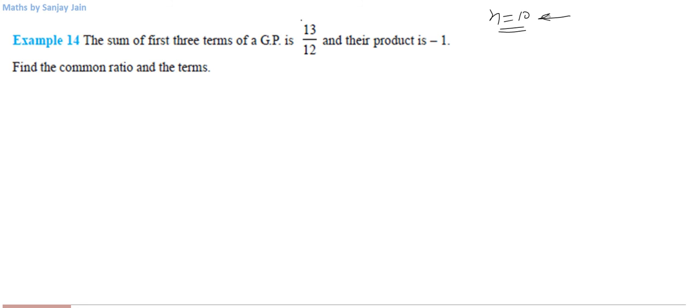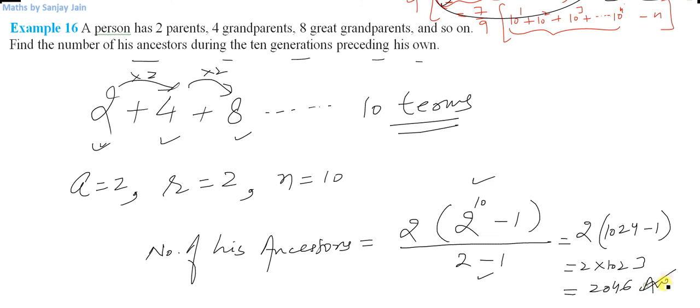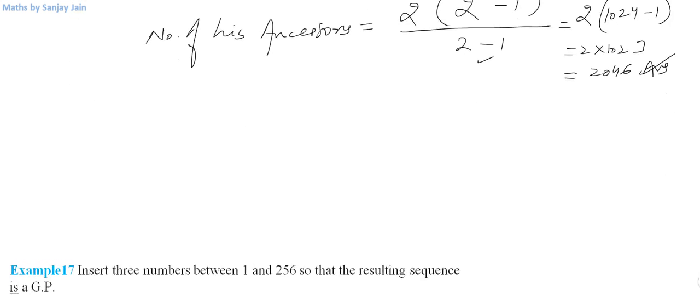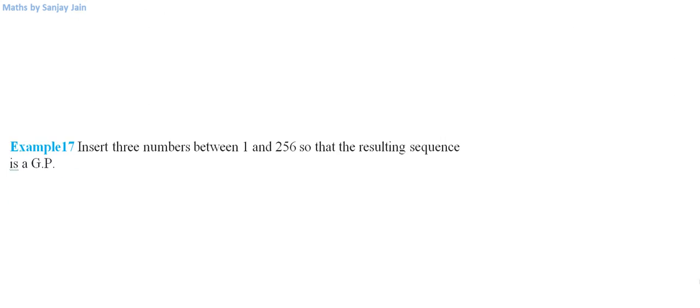Number of his ancestors is equal to a into r raised to power 10 minus 1 divided by r minus 1. So this is 2 into, this is 1024, right? Minus 1, and in the denominator it is 1. So 2 into 1023, which is 2046. This is your answer. Alright, this was a simple question of geometric progression.